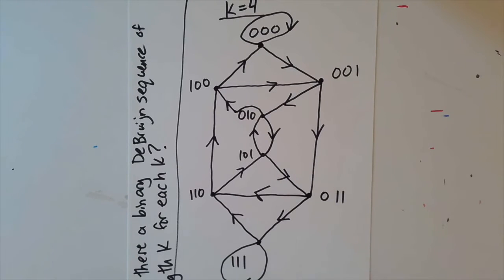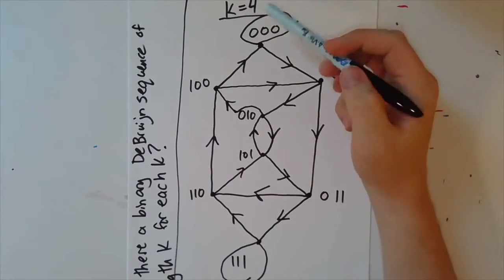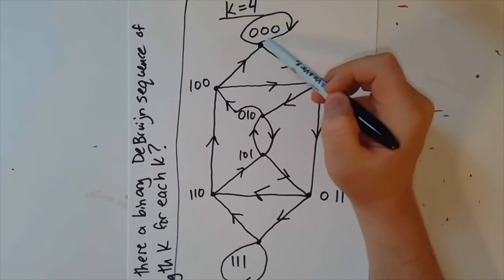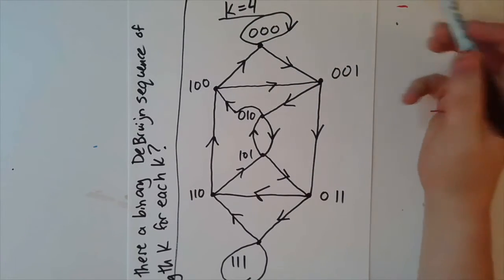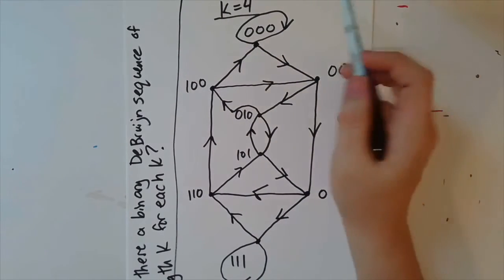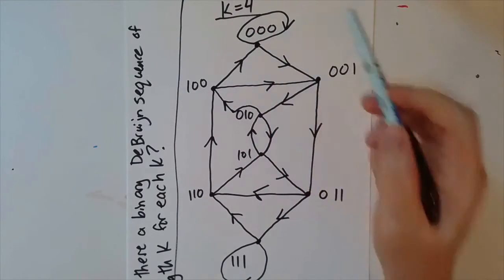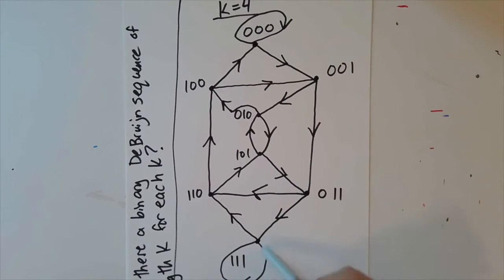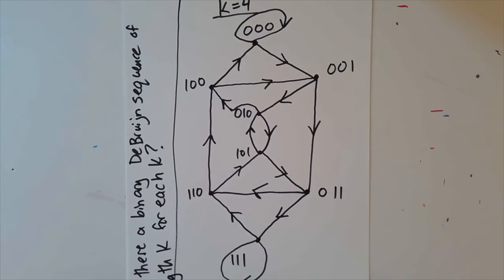But I want to note before I do that, I've also allowed an edge going from a vertex to itself, because in order to capture the string 0, 0, 0, 0 and the string 1, 1, 1, 1, I need that edge there and that edge there.